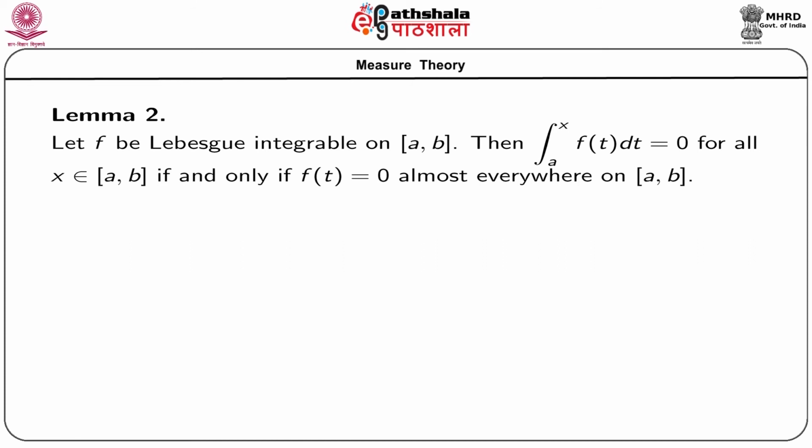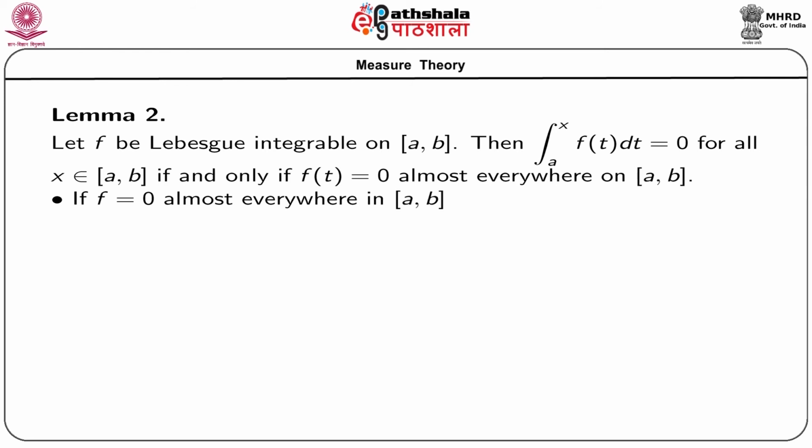So, you can see the difference between the last result and this result. For a non-negative function, we need to have only one integral equal to 0 to have f equal to 0 almost everywhere, but for an arbitrary Lebesgue integrable function, for f to be 0 almost everywhere, we need that every integral from a to x of f t dt should be equal to 0 for all x belonging to the closed interval a b.